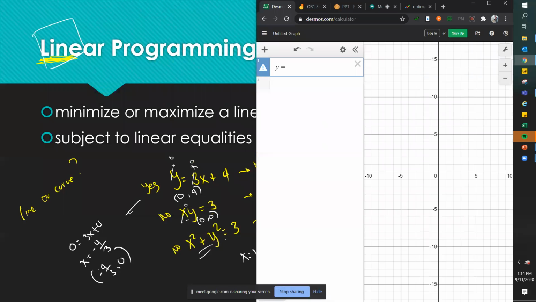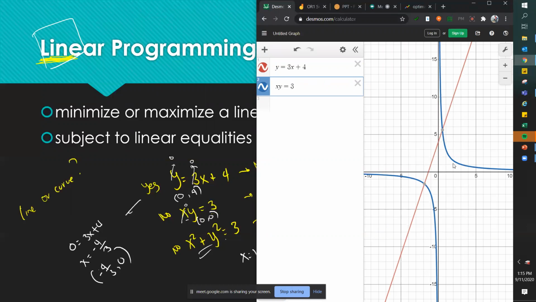Okay, hindi siya gumana. Y is equal to 3x plus 4. Diba? So, ayan. Clearly, it's a line. Next equation, xy is equal to 3. Ayan, dalawa pala yan. So, sala rin ako ng ginawa. Nagets? So, yun, mali nga ako ng ginawa dito. So, ayan, xy is equal to 3. Another one.